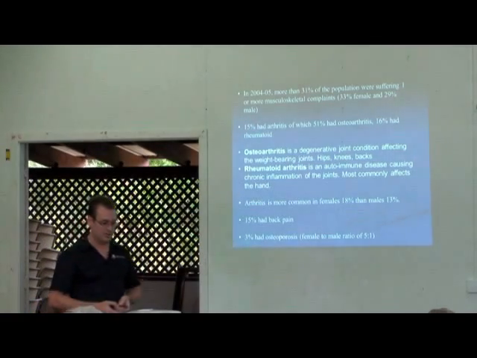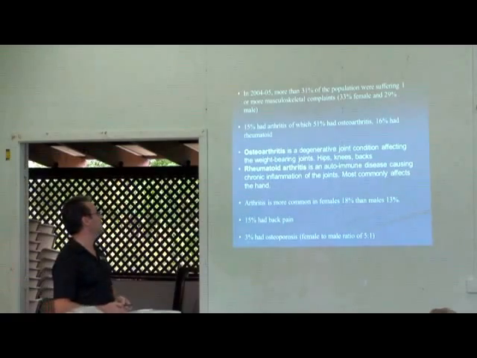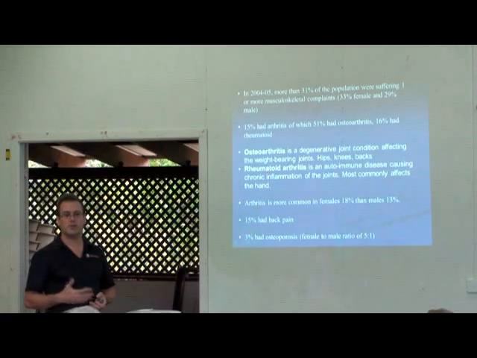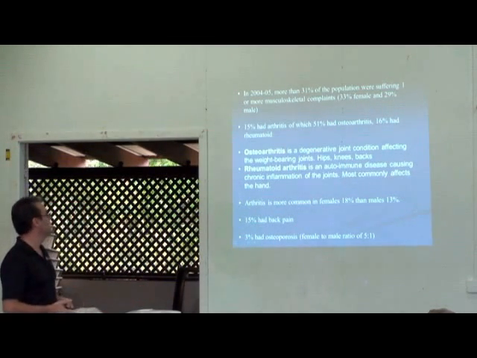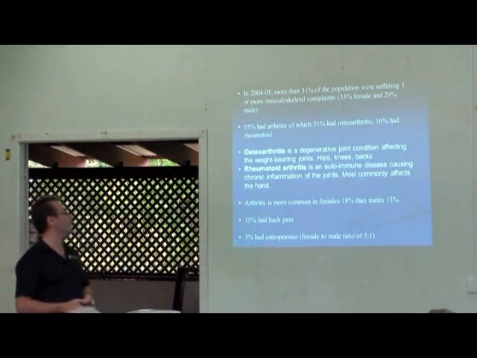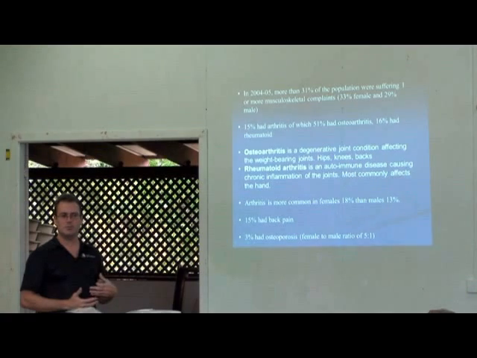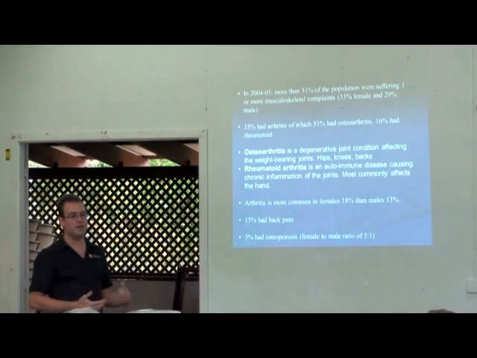Some of the stats are a couple of years old, but in 2004, 2005, 31% of the population had musculoskeletal complaints. This is things that they're reporting or showing up at doctor surgeries and clinics to have managed. 15% had arthritis, of which 51% had osteoarthritis and 16% had rheumatoid arthritis. You may know that arthritis is much more common in women than in men. Men tend to have heart attacks and strokes, and women tend to have arthritis and joint pain.